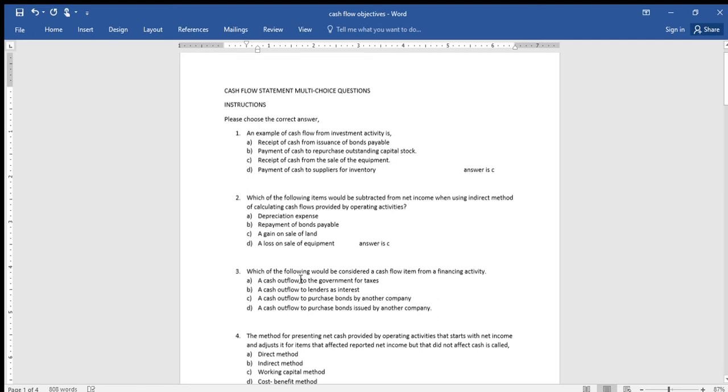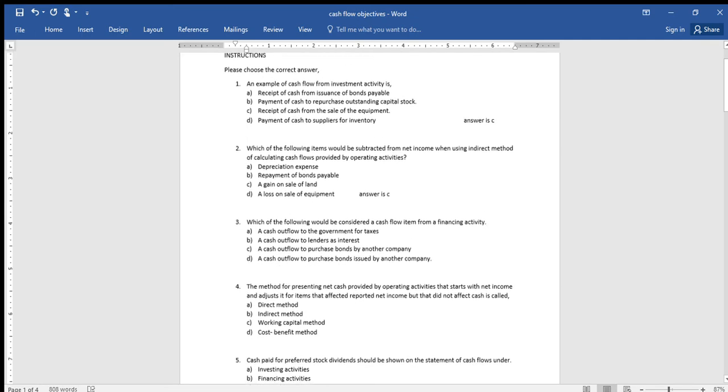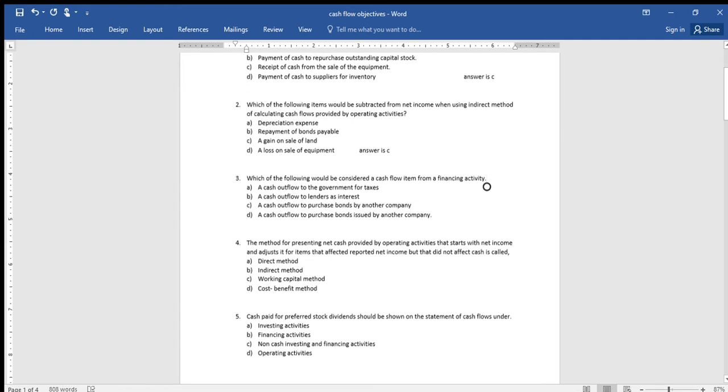Then question 3, which of the following would be considered a cash flow item from a financing activity? Financing activities are mainly about the sources of capital and the cost of capital. So which of the following would be considered a cash flow from the financing activity? A, cash outflow to the government for taxes, that is an operating activity. Then B, a cash outflow to lenders as interest.